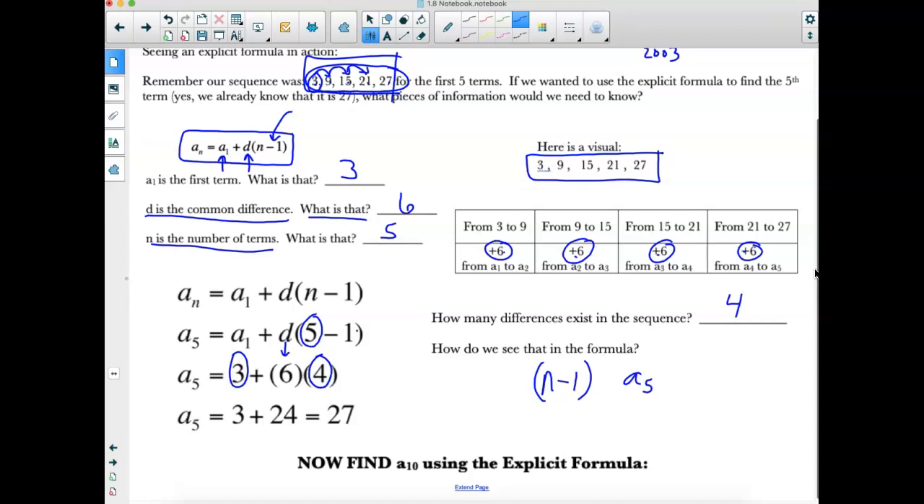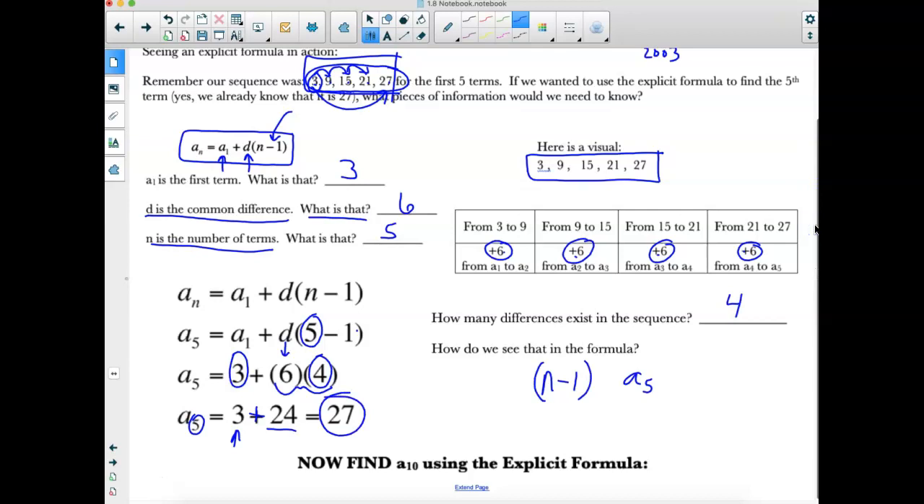So rather than starting at the first term to get to the 5th term, all I'm doing is taking the first one and adding the common difference of 6 4 times to get to the 5th term, because to find that 5th term I had to use the common difference 4 times. So common difference times the number of times used, 4, gives me 24. I add that to my first term and I get the 5th term.